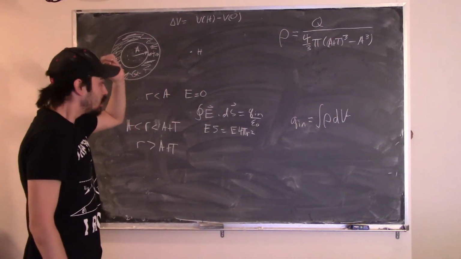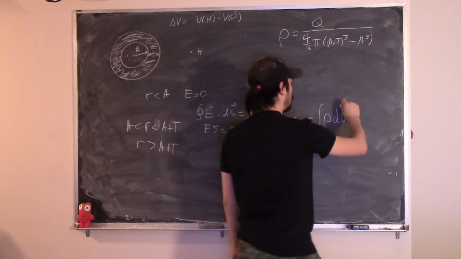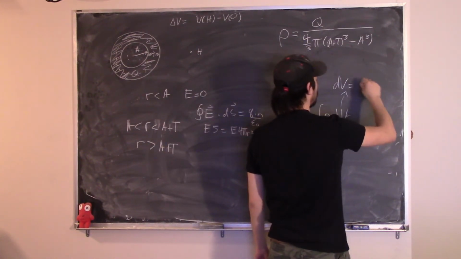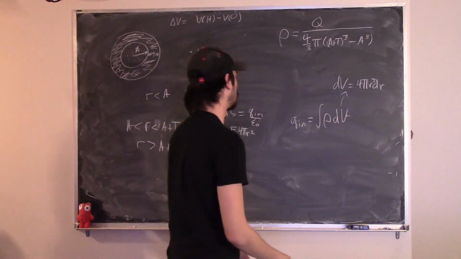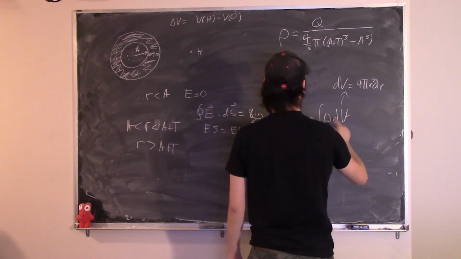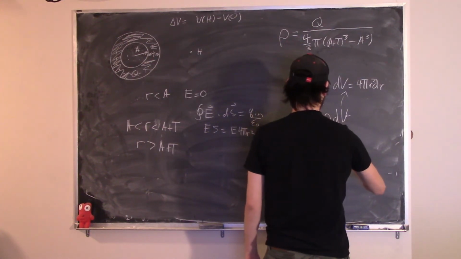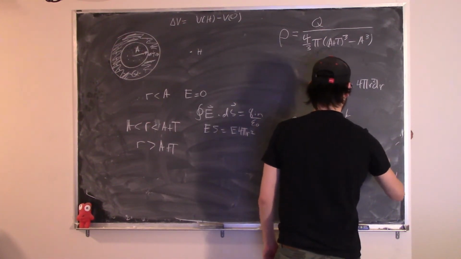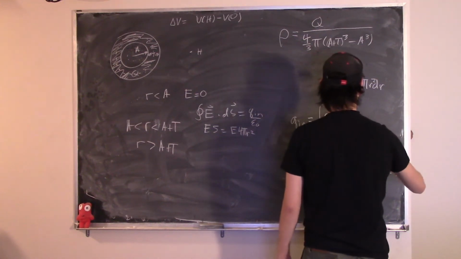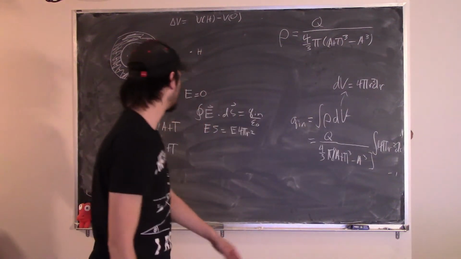Okay. So now that we have what rho is, we're ready to find what Q enclosed is. So we need dV here. So dV is going to be equal to 4 pi r squared dr for spherical coordinates. We can plug in what rho is, and since it's a constant, I'll bring it on the outside. So this is going to be Q divided by 4/3 pi times a plus t cubed minus a cubed times the integral of 4 pi r squared dr. And now we just need to plug in our limits of integration.